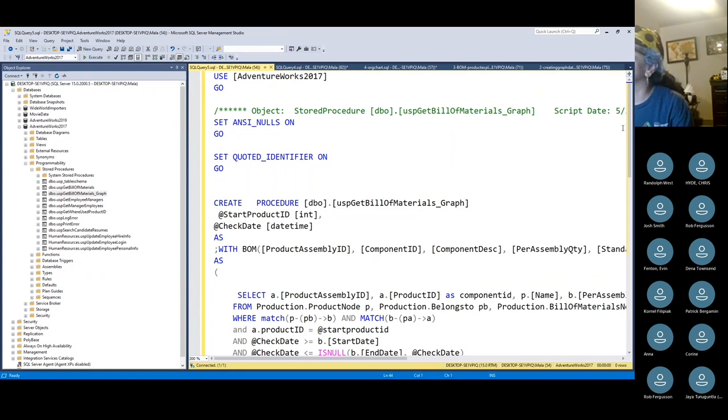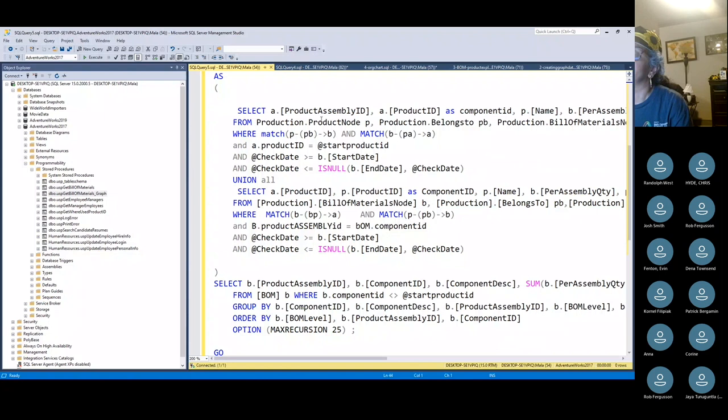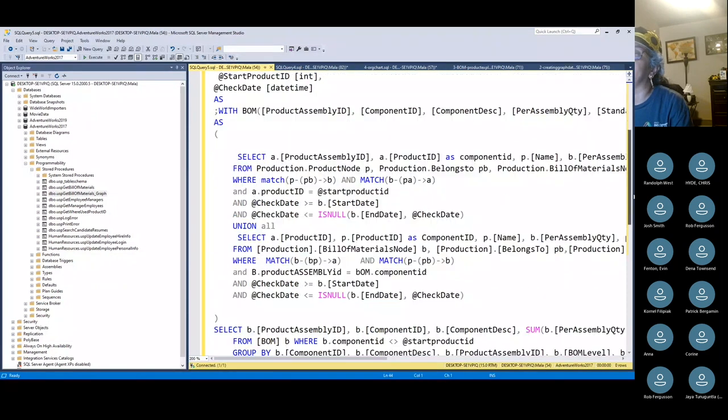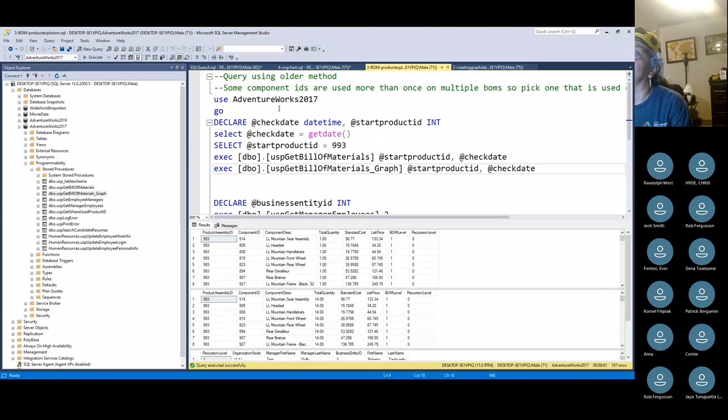What I wrote is I replaced all the joins with my match queries like this. Essentially, I do have to use the same thing. I have to use a CTE and I have to rejoin with the CTE using the recursion option. So it does the same thing, except that my joins are significantly simpler. So I'll show you how both of them work and they will give you the same result.